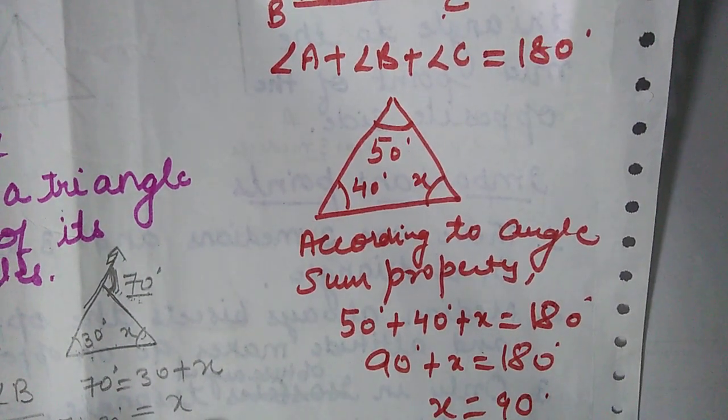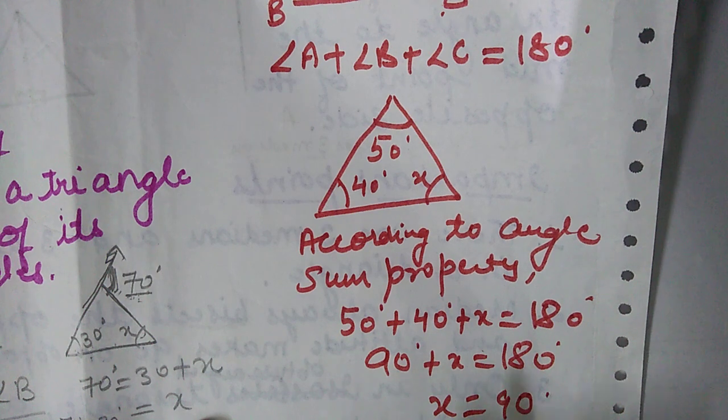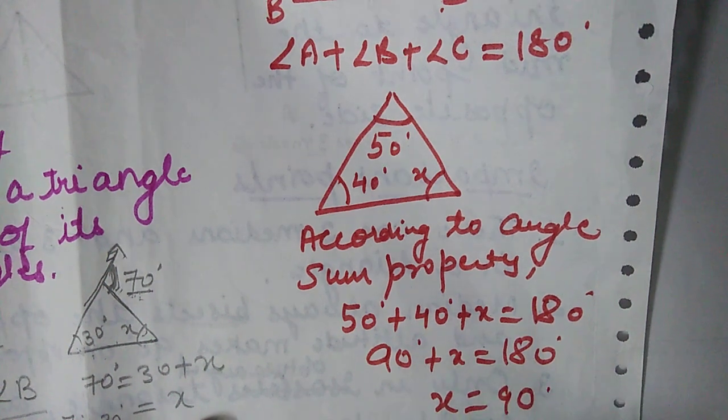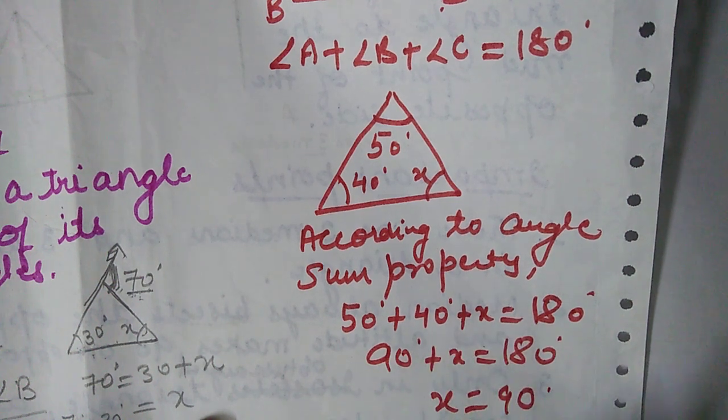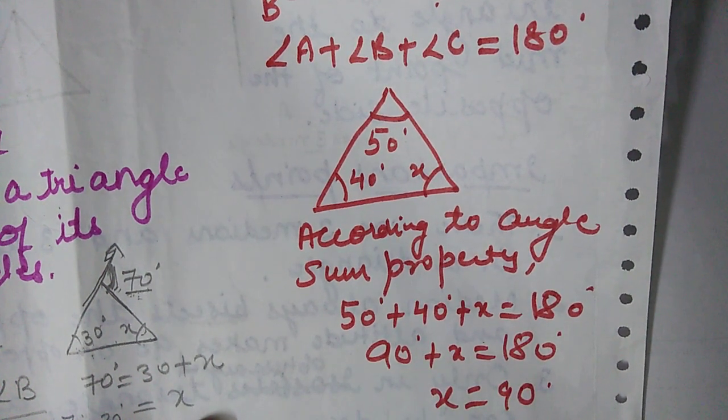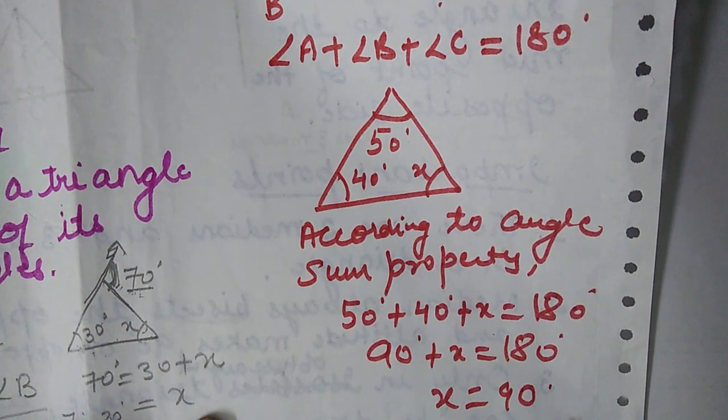So this is how you can use the angle sum property, and this property states that the sum of all interior angles in a triangle is 180 degrees. The sum of all the interior angles of a triangle is equal to 180 degrees.